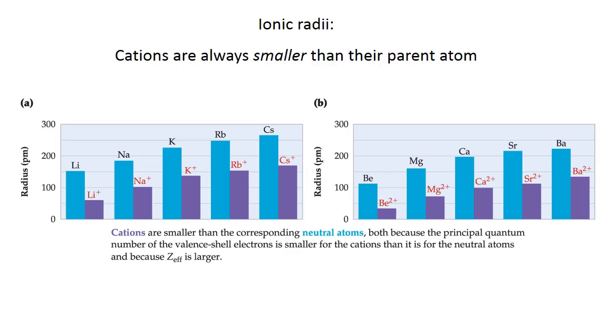Now, this is also true for the alkaline earth metals. You can see not only does the trend in size increase down the group, that's group 2A, but also the corresponding cation is considerably smaller than its parent atom.